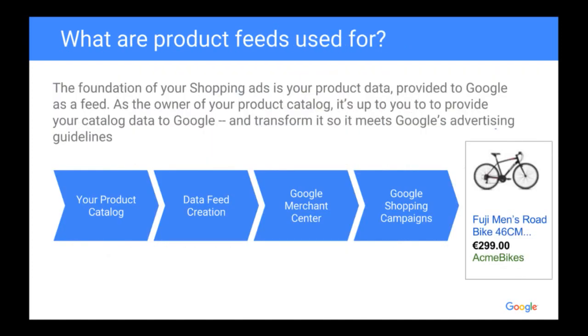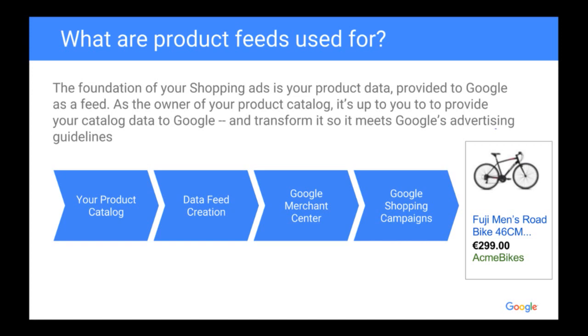Now, what are they being used for? Ultimately, it all starts with your product catalog. So somewhere in your inventory, in your warehouse, you'll have data about your products, and then you get in the process of creating a feed out of it. So most likely you'll have some structured data at some point in your business, and you're then transforming that to the needs of how it needs to be represented to work with Google Shopping.